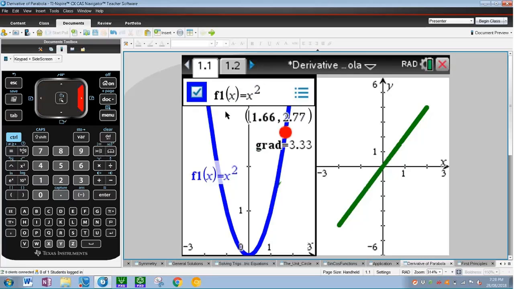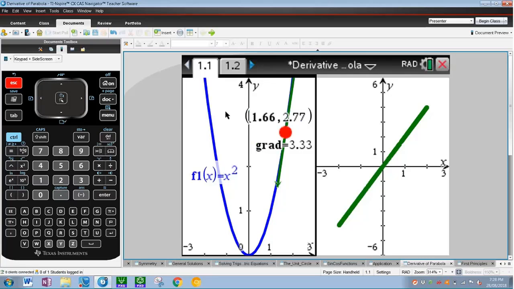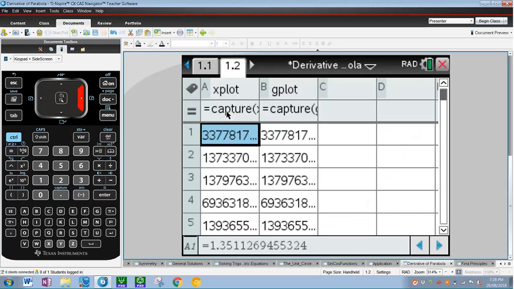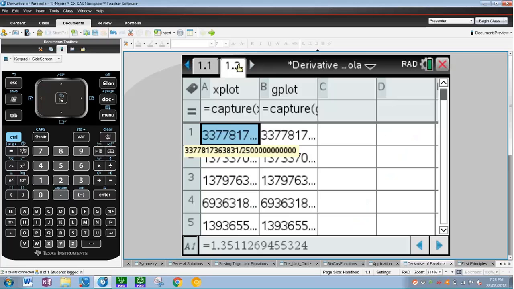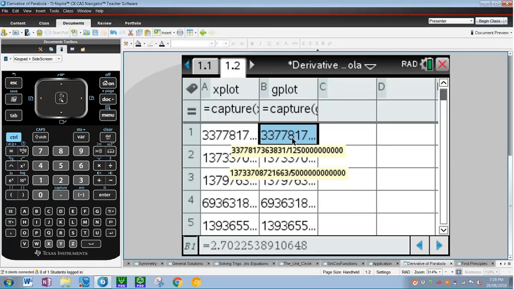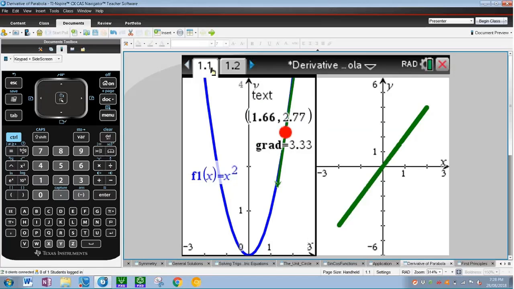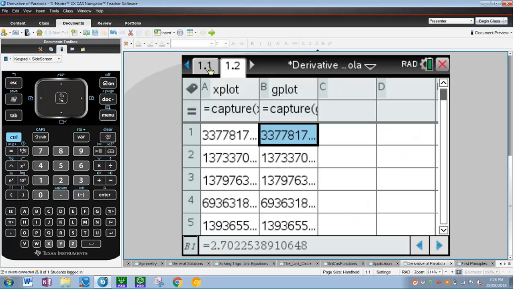So in page 1.2, as you can see, I've got xplot and gplot. And what's happening is I'm taking all these x values that I've generated from this red point and plotting them against the gradient of the tangent on that. So there's a data capture feature that is really good for this. In future webinars, I'll be going through how data capture works and how to do it. But for now, it's just a spreadsheet with a bunch of values in it. And on the right-hand side, I've got a scatter plot of all these values plotted with each other.